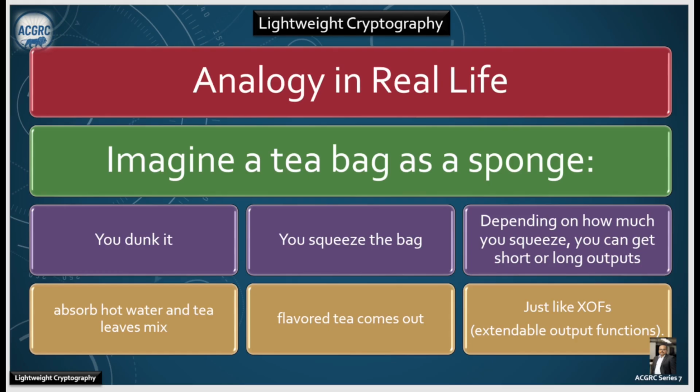Analogy? Well, imagine a tea bag as a sponge. You dunk it, which absorbs the hot water and the tea leaves mix. You squeeze the bag, flavored tea will come out. Depending on how much you squeeze, you can get short or long output, just like XOF, which is extendable output function.